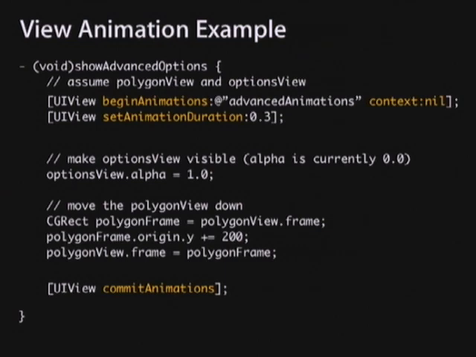Then you just set the values, right? You don't do anything except set the values. You say options view alpha equals 1. And if it was 0 before, it's going to fade in. And then I set the frame. And again, all I do is take the old rect, move it by 200, and then set it back. And that'll actually reposition it in a 0.3 second period of time. And when I'm done, I commit the animations. And by committing the animations, you're telling it to go.